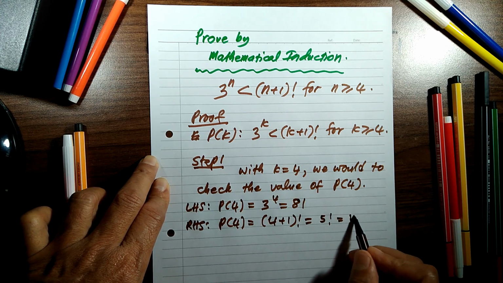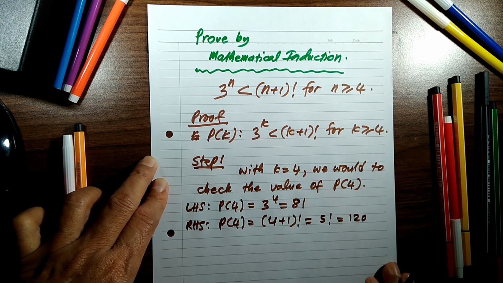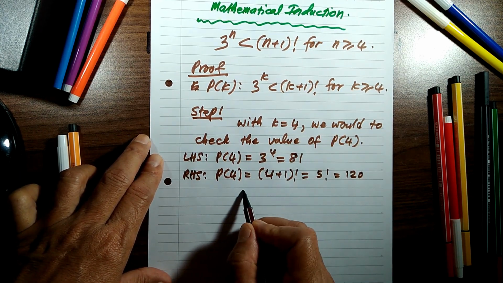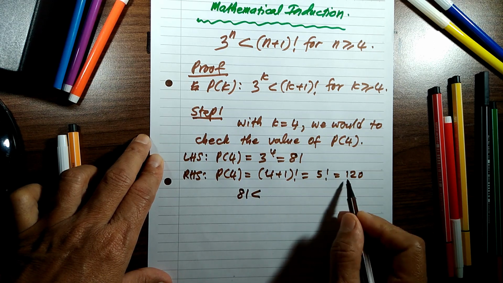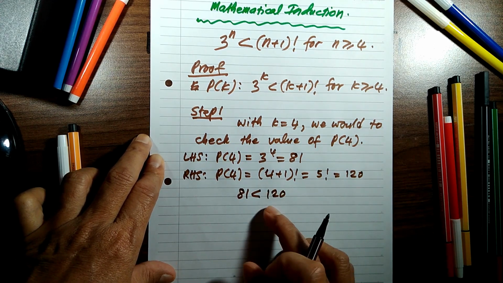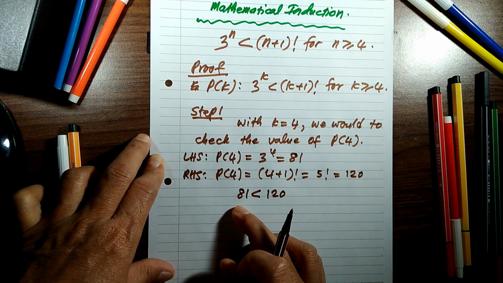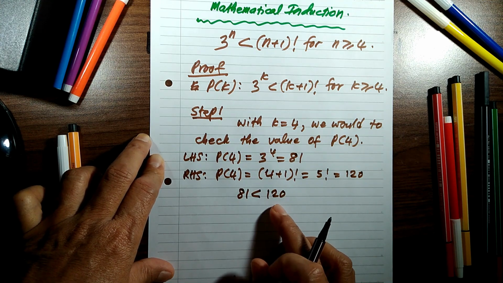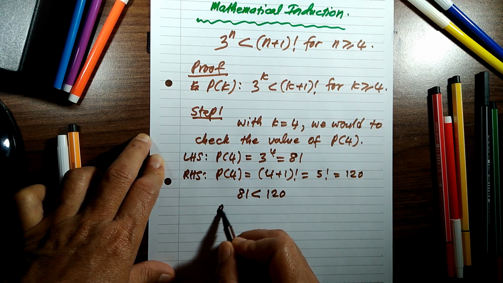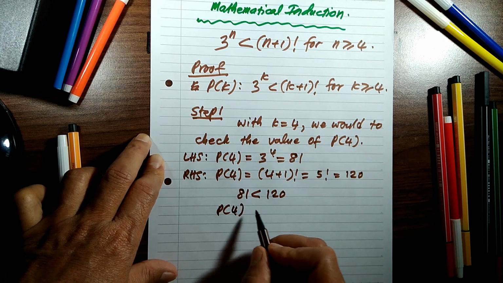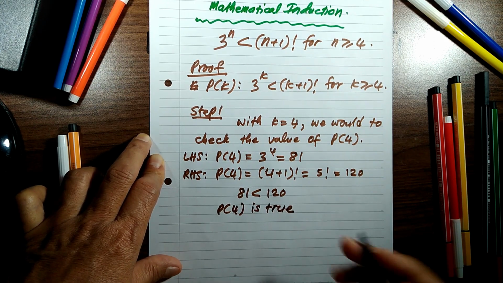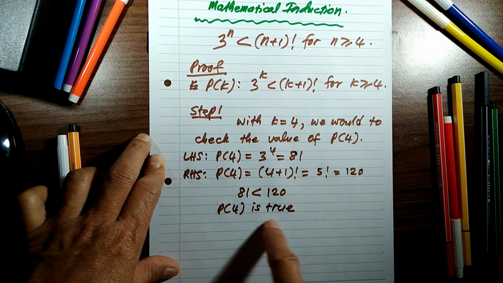This is equal to 120. Now let's check. The left hand side we have 81. The right hand side is 120. Is this statement true? Is 120 greater than 81, or 81 less than 120? Yes, this is true. So P(4) is true. For step 1, this is what we have to check.